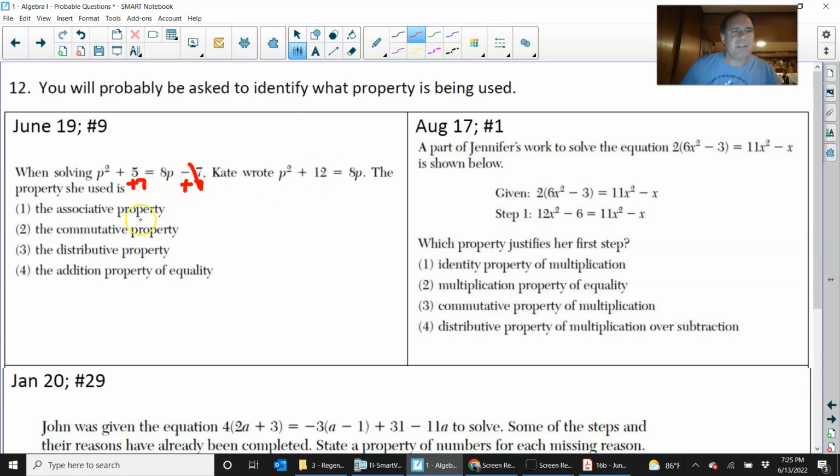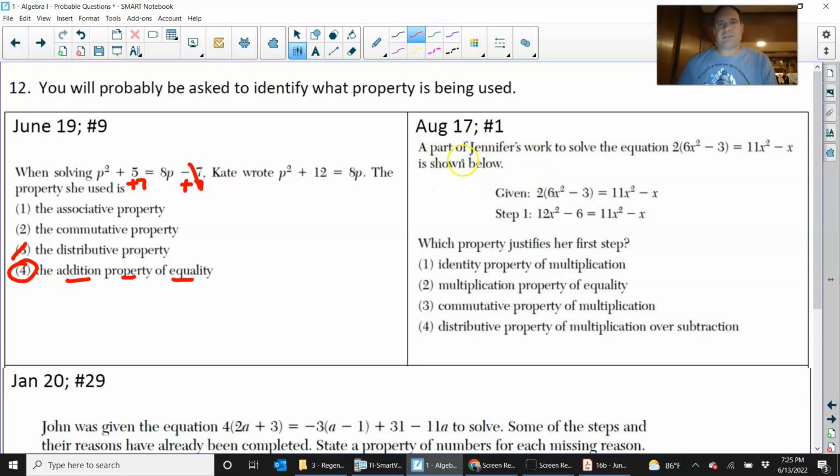She added 7. Is that associative property, commutative property, distributive property? It's not distributive property unless you see parentheses. Addition property of equality means that you're adding 7 to both sides of the equation. That's it. The addition property.